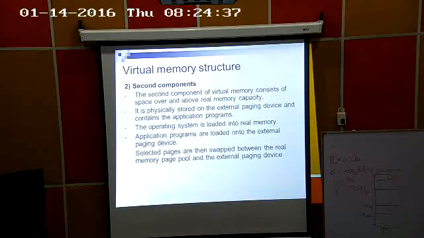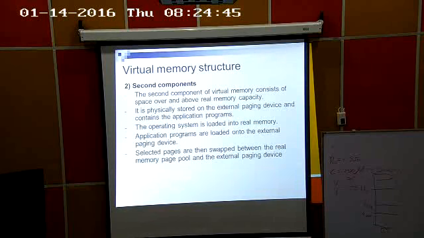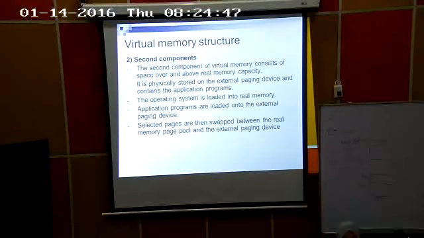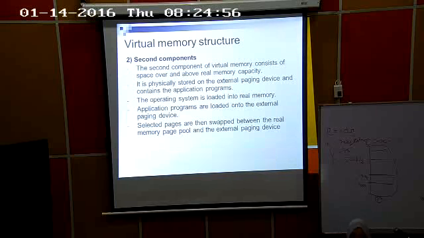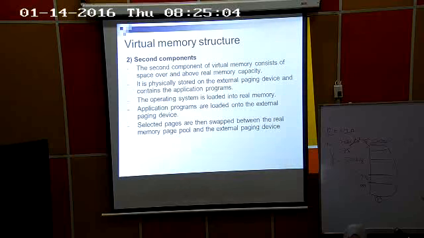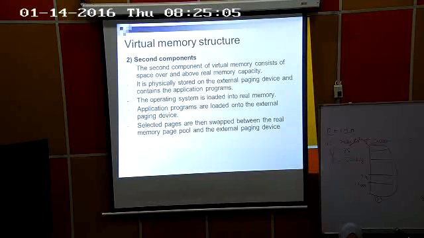Okay, virtual memory structure. It is the second component of virtual memory, which consists of space over and above real memory capacity. Physically stored on an external paging device and contains the application program. The selected pages are swapped between real memory, your main memory, and the external or secondary memory.